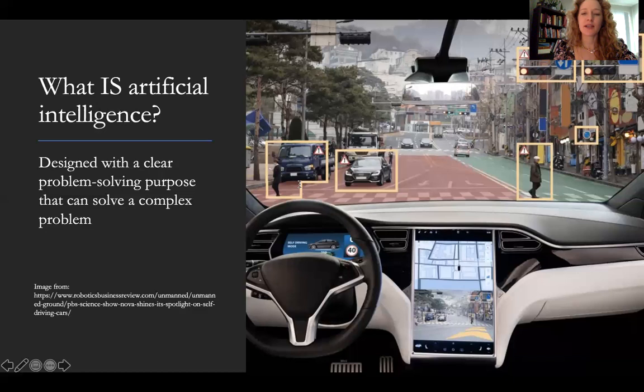So artificial intelligence, as we approach it today, we see it as being designed with a clear problem-solving purpose that can solve a complex problem. In this way, we might be trying to differentiate it from other more basic computer programs. Let's look at that. What does that mean?